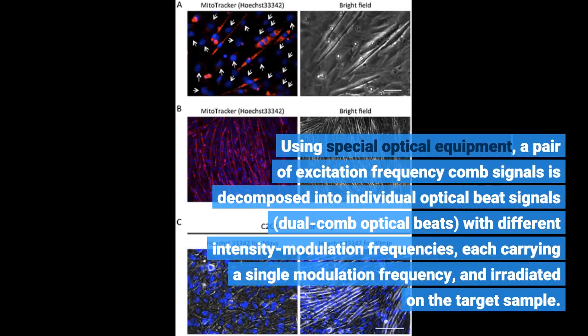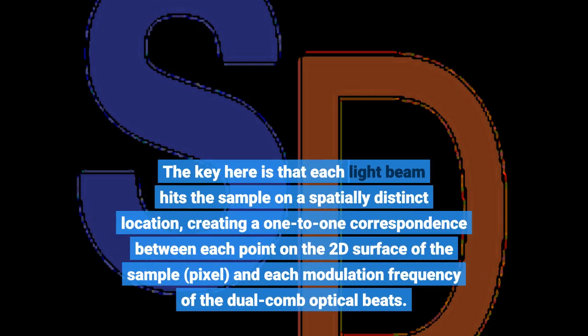Using special optical equipment, a pair of excitation frequency comb signals is decomposed into individual optical beat signals, dual-comb optical beats, with different intensity modulation frequencies, each carrying a single modulation frequency, and irradiated on the target sample. The key here is that each light beam hits the sample on a spatially distinct location, creating a one-to-one correspondence between each point on the 2D surface of the sample, pixel, and each modulation frequency of the dual-comb optical beats.